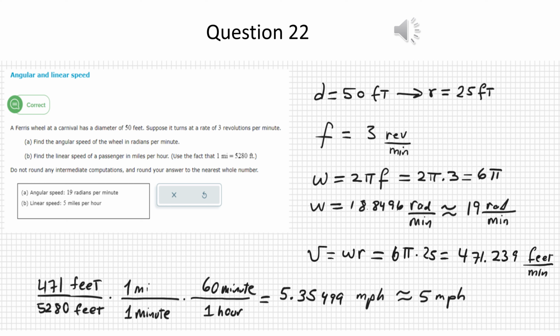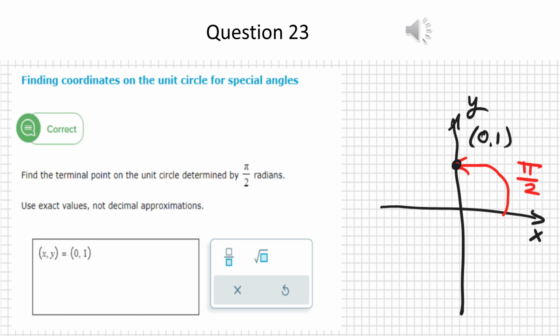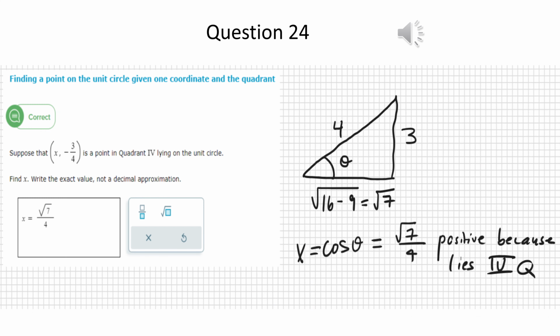This is too easy. It's obvious that for the angle pi over 2, which is 90 degrees, the terminal point is 0,1. This is super clear. Okay.